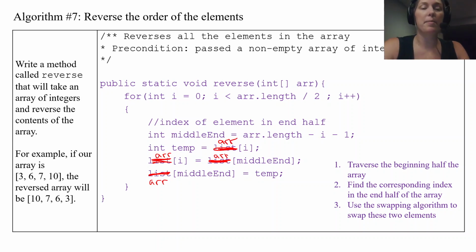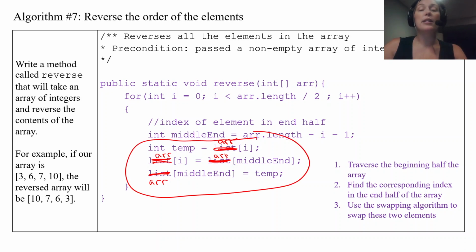That's my swapping algorithm. These 3 lines right here, this is my swapping algorithm that we went over earlier. And I swap them, and by the end of that for loop, the order of the array will be switched.